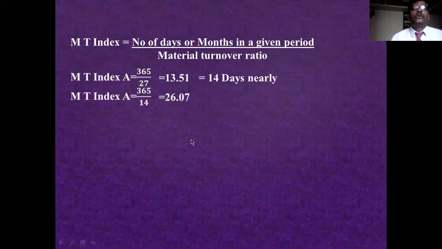Sorry, I am unable to change A. If you consider it as B, it is B. Material turnover index for B. It is not A. 365 divided by 14 for A gives a material turnover index of 14. For B, 365 divided by 14 is 26.07.